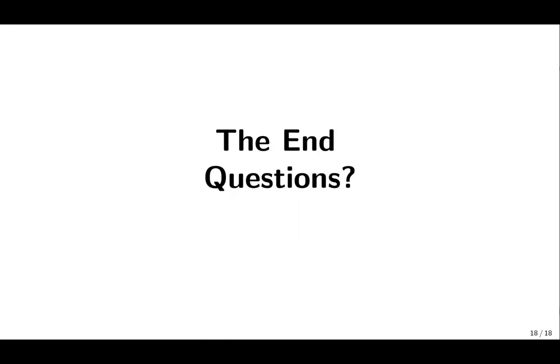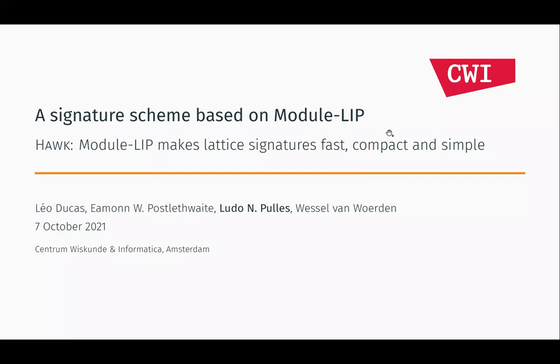Okay, so the next talk is going to be Hawk: Module LIP makes lattice signatures fast, compact, and simple. The paper is by Léo Ducas, Eamonn Postlethwaite, Ludo Pulles, and Wessel van Woerden. And Ludo is going to give the talk.